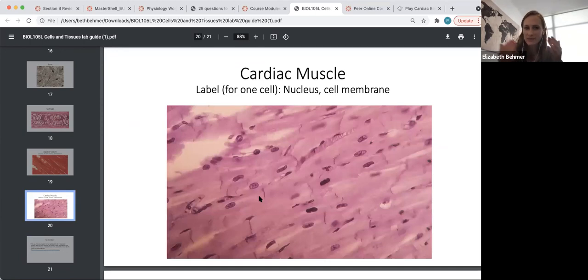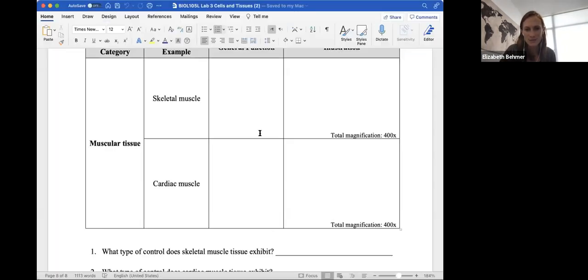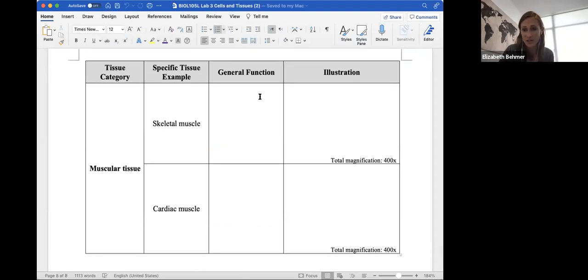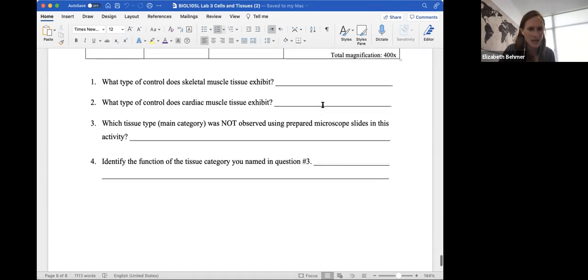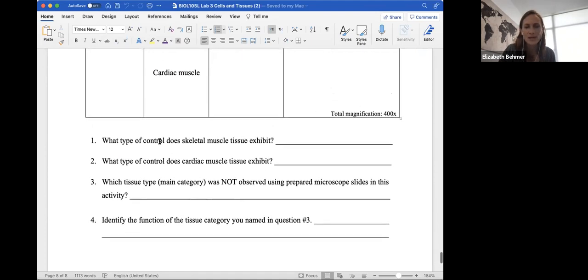So that takes you through different tissues in the body and what they look like underneath a microscope. And your worksheet will again have you going through the general function of each tissue and then a drawing. And then there's a couple questions at the end, and we'll go over them right now in case you haven't been over this a lot in lecture.